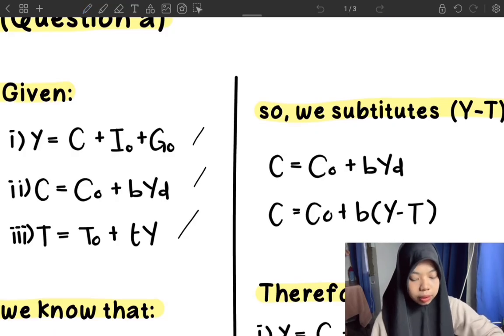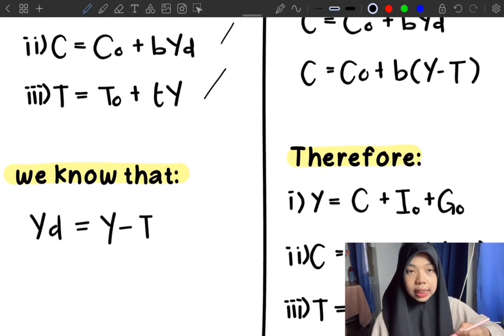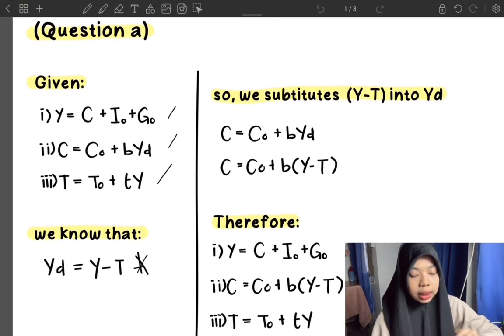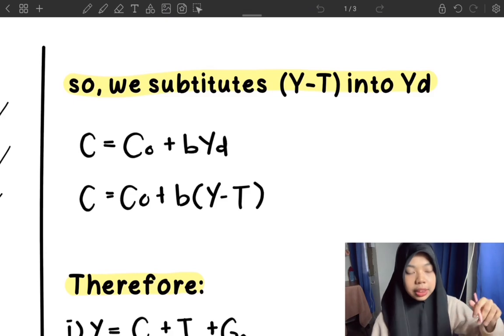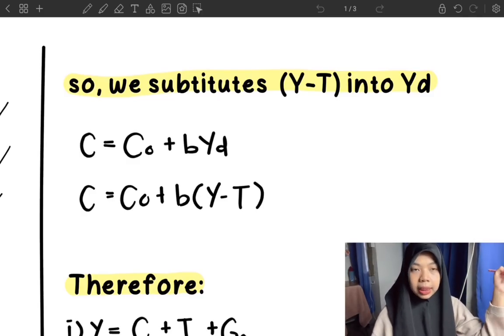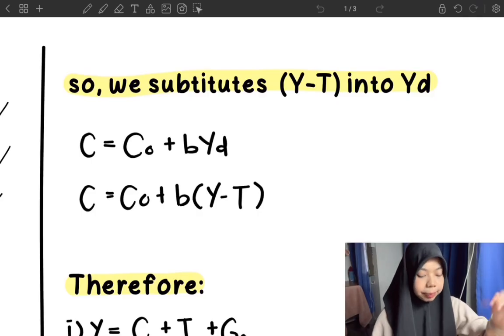Okay, so we also know that yd is equal to y minus t. So what we need to do, we need to substitute y minus t into yd. If we look at the equation given, only the second equation has byd. So only equation 2 needs to change in this question. So c equal to c naught plus byd. If we substitute, we get c equal to c naught plus b times y minus t.